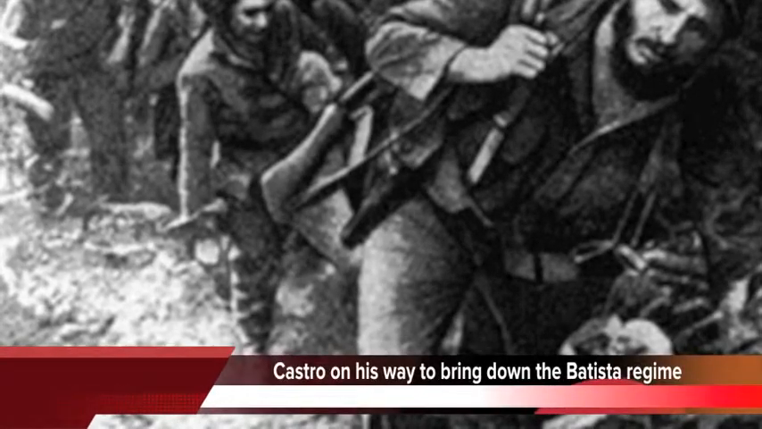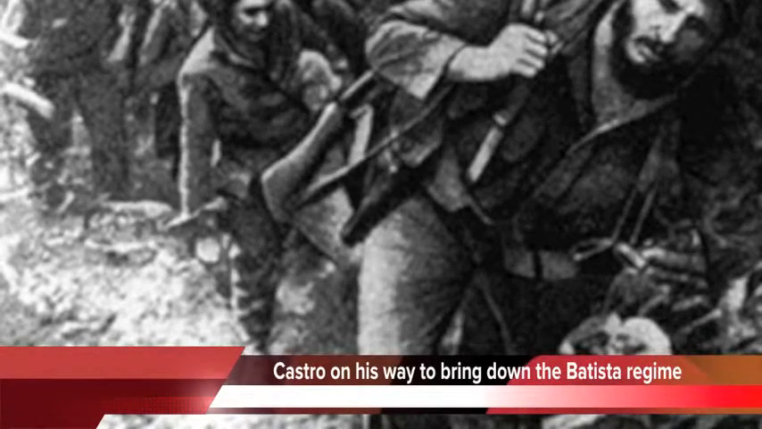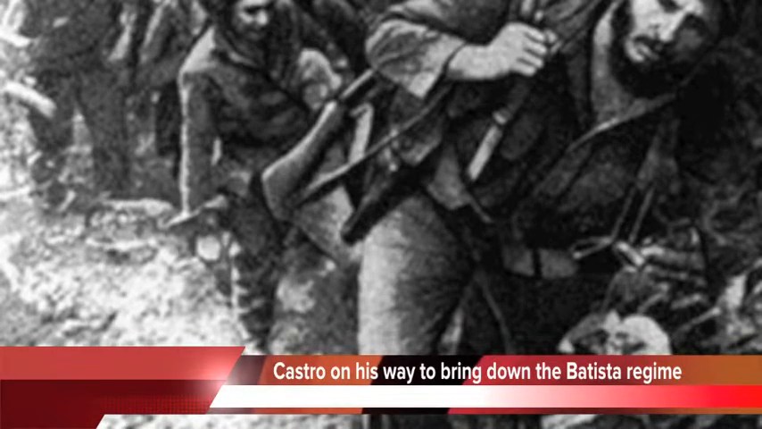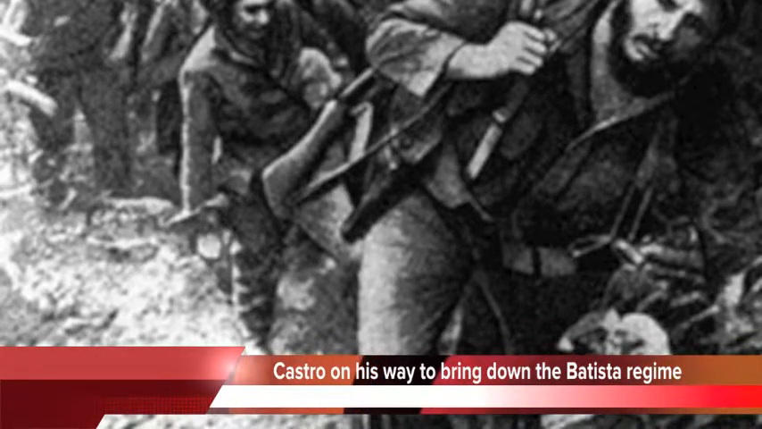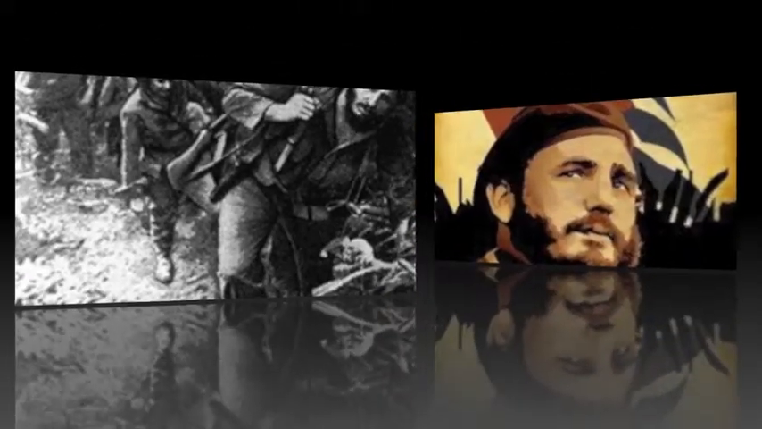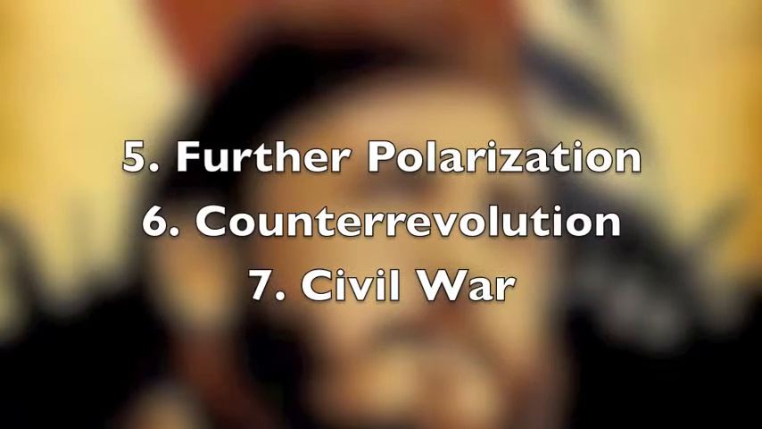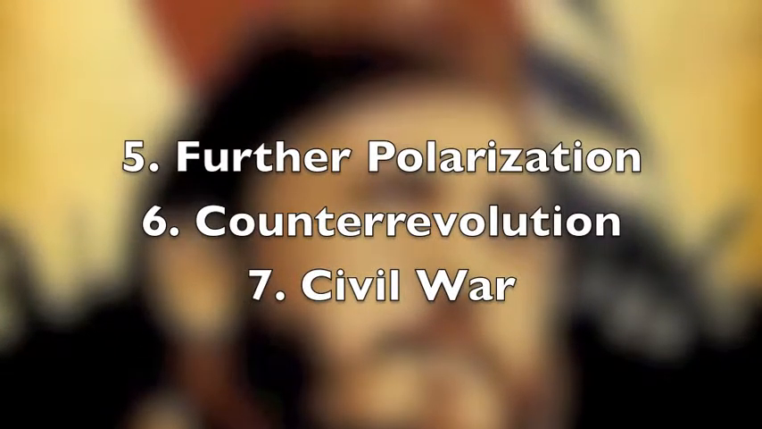The rise of Fidel Castro's rebellion had a profound effect on Cuban society. It resulted in the polarization of society, civil war, and the overthrow of Batista. These occurrences can be explained by steps 5, 6, and 7 as defined by Goldstone.